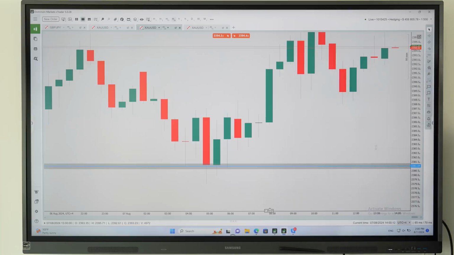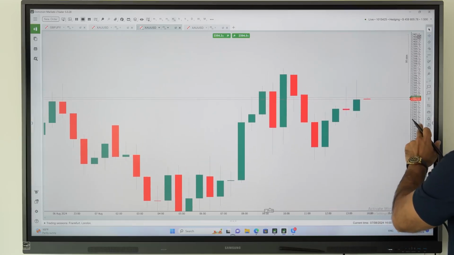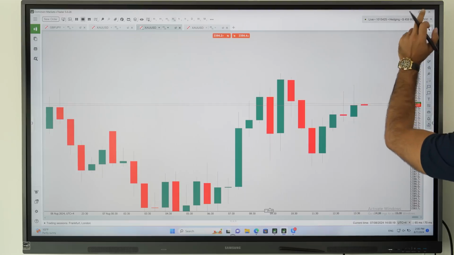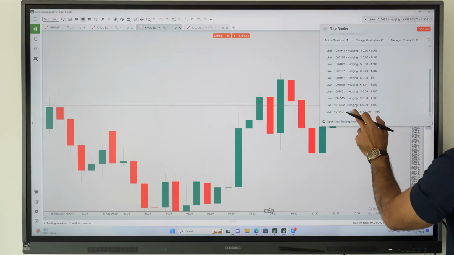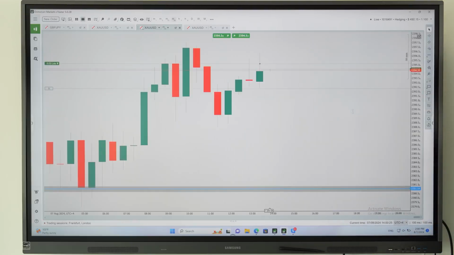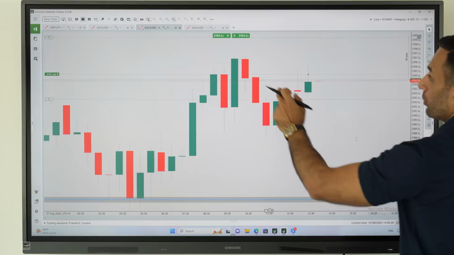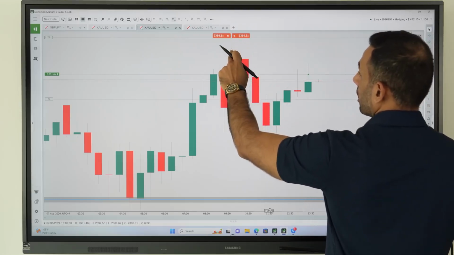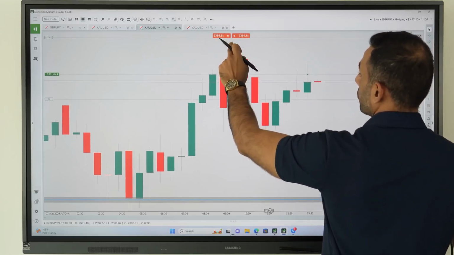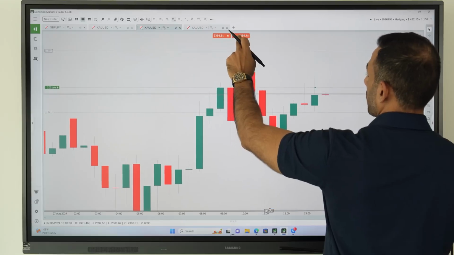Now, at the same time, let me do something different over here. Let's go over here and let's come down over here because I see a possible dynamic entry that we can take. I think we can try to see if we can take a buy over here.